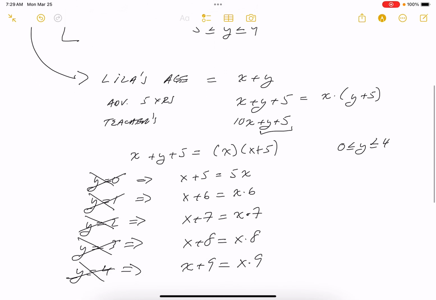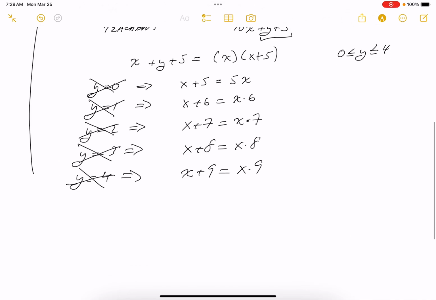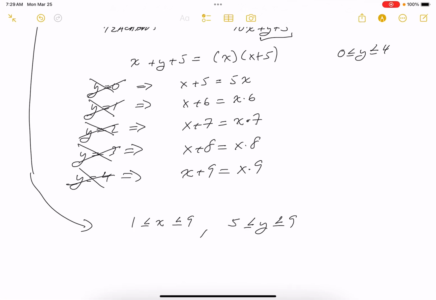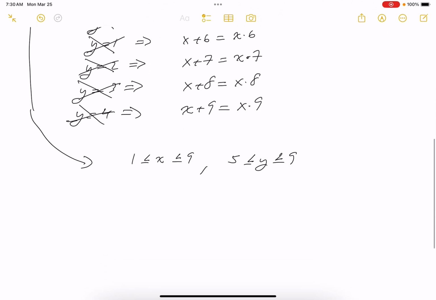Case number 2 is a little more complicated. I'm going to write down case number 2 for you again. Case number 2, x is between 1 and 9, and y is between, I think it was 5 and 9. All right, let me stop and think about that, that's fine. And x and y are whole numbers, by the way. They're nice integers. So let's talk about Lila's age. Let's talk about the teacher's age.